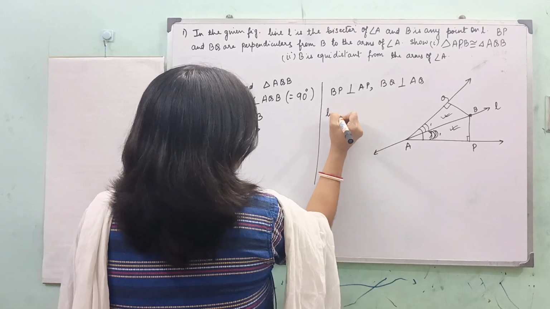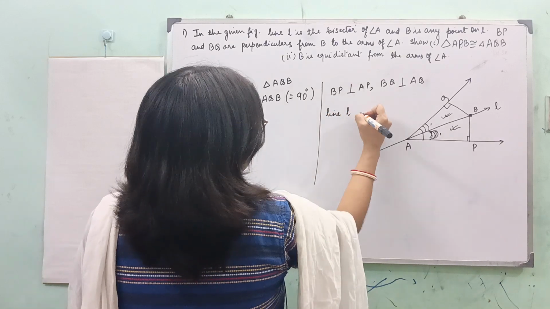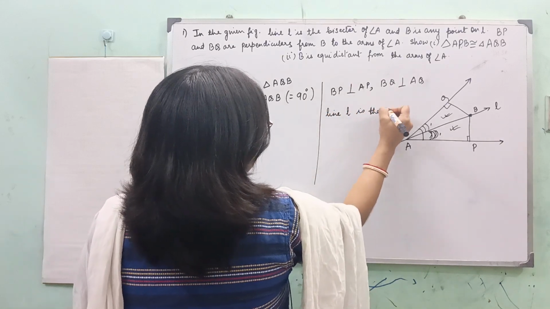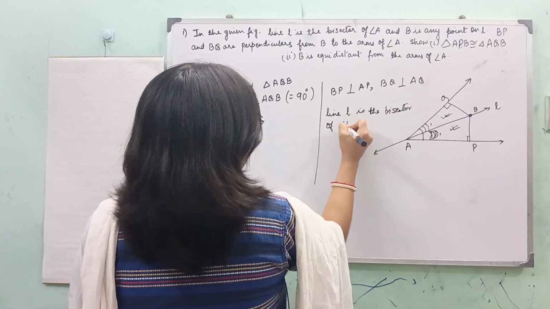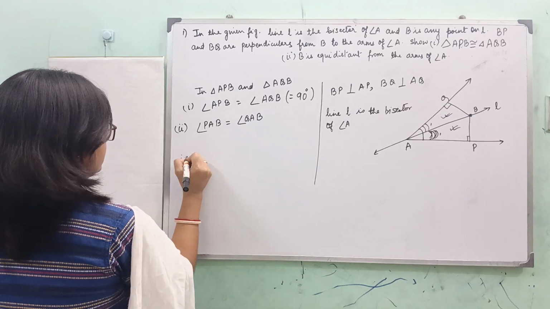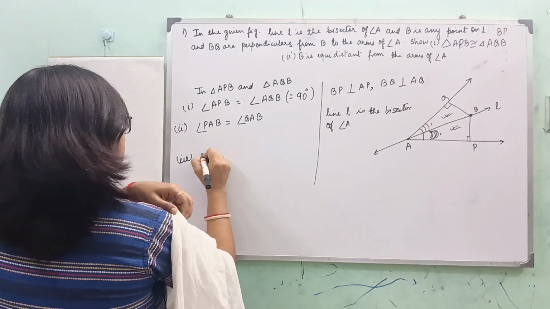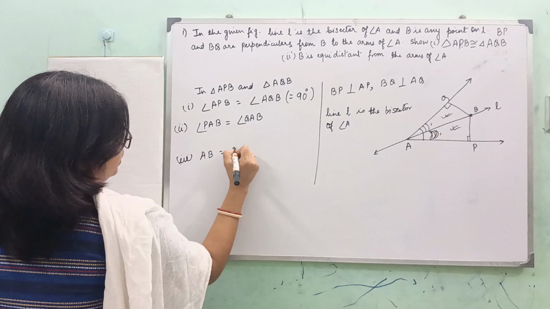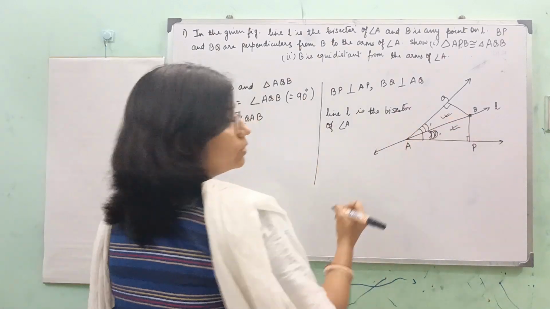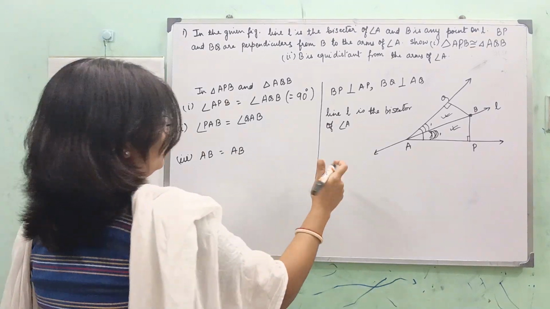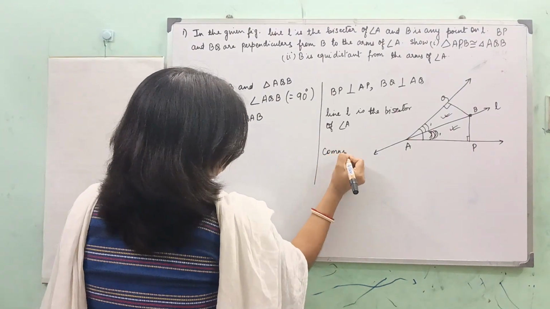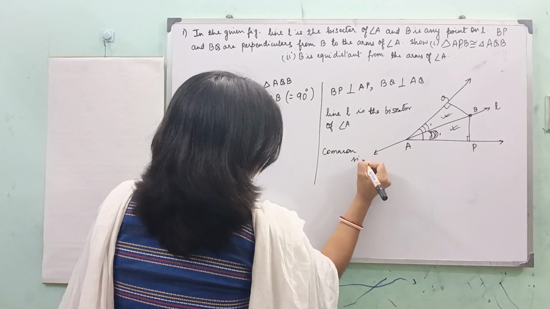That is, line L is the bisector of angle A. Third, that is AB equals AB. What is the reason for AB equals AB? AB is common to both the triangles, common side.